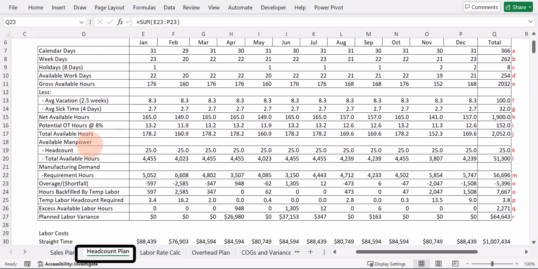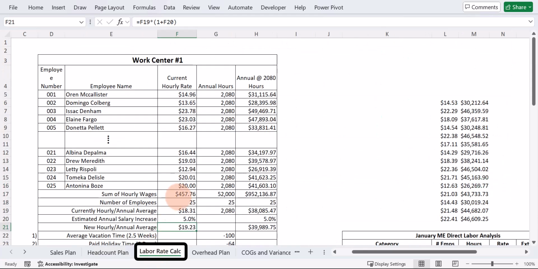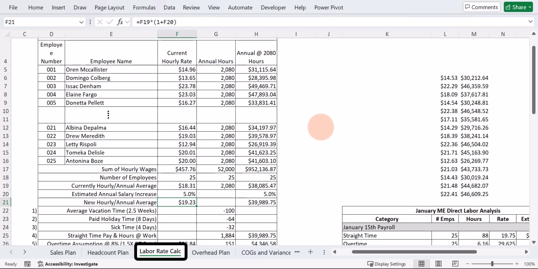All right, now that we have the basic headcount plan, we want to figure out what the direct labor rate is going to be. So we click over here and use this format many times to come up with what the direct labor rate should be for any work center. Here we have a work center that has 25 employees, and I haven't listed them all, but you can see here are their current salaries.